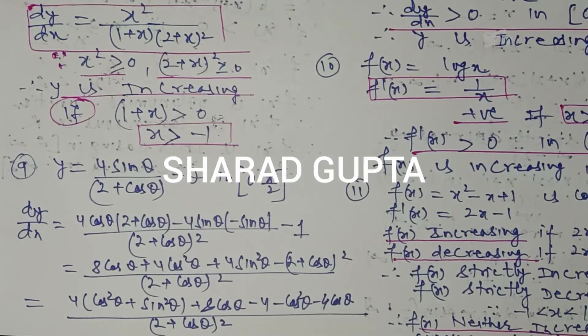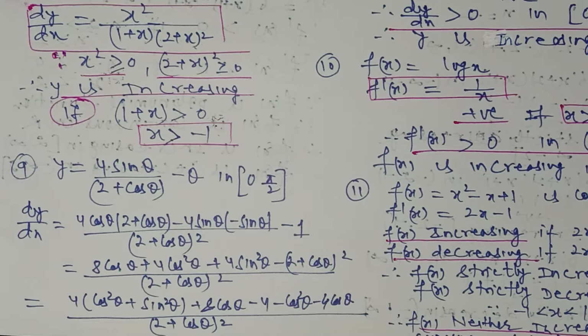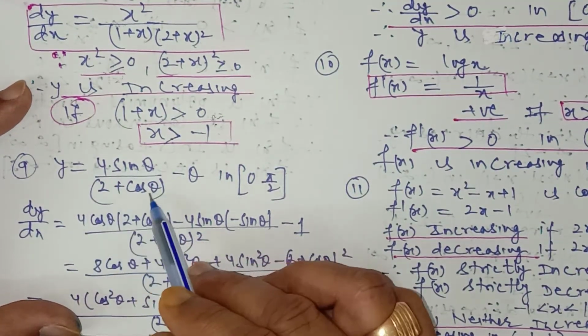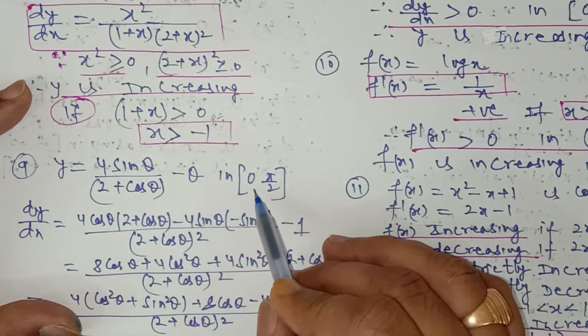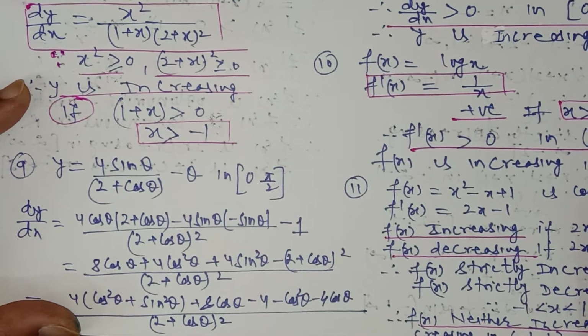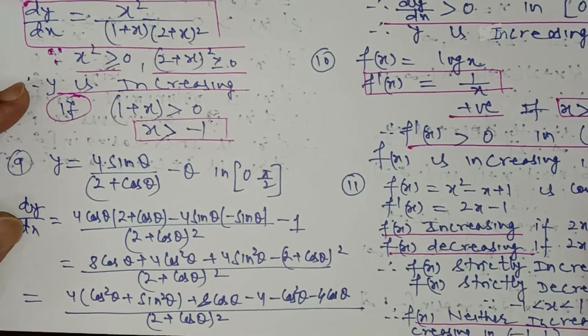This is lecture number 5 for the chapter Application of Derivatives. In the last lecture we discussed exercise 6.2 and we have done up to question number 8. Now I'll discuss question number 9, which is: y is equal to 4 sin theta upon 2 plus cos theta minus theta, and the interval is given as 0 to pi by 2. You have to find that this function is strictly increasing in this interval.